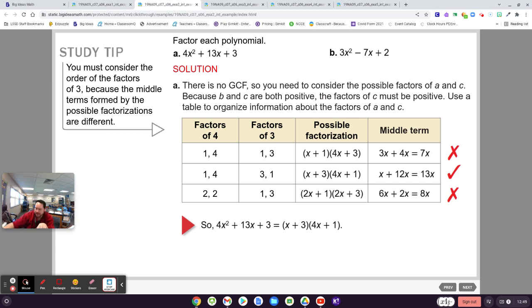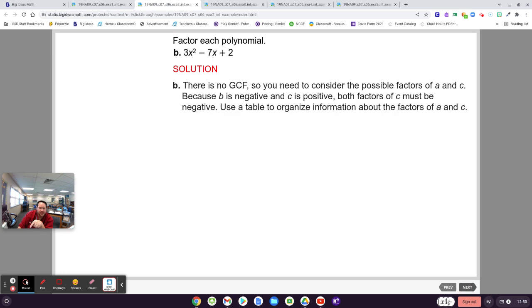if the area model doesn't work for you. All right, so now what I want you to do is try B on your own, okay? Either with the area model or this lovely factor table thing they made here. So try to factor 3x squared minus 7x plus 2. Good luck. All right, let's see how you did.